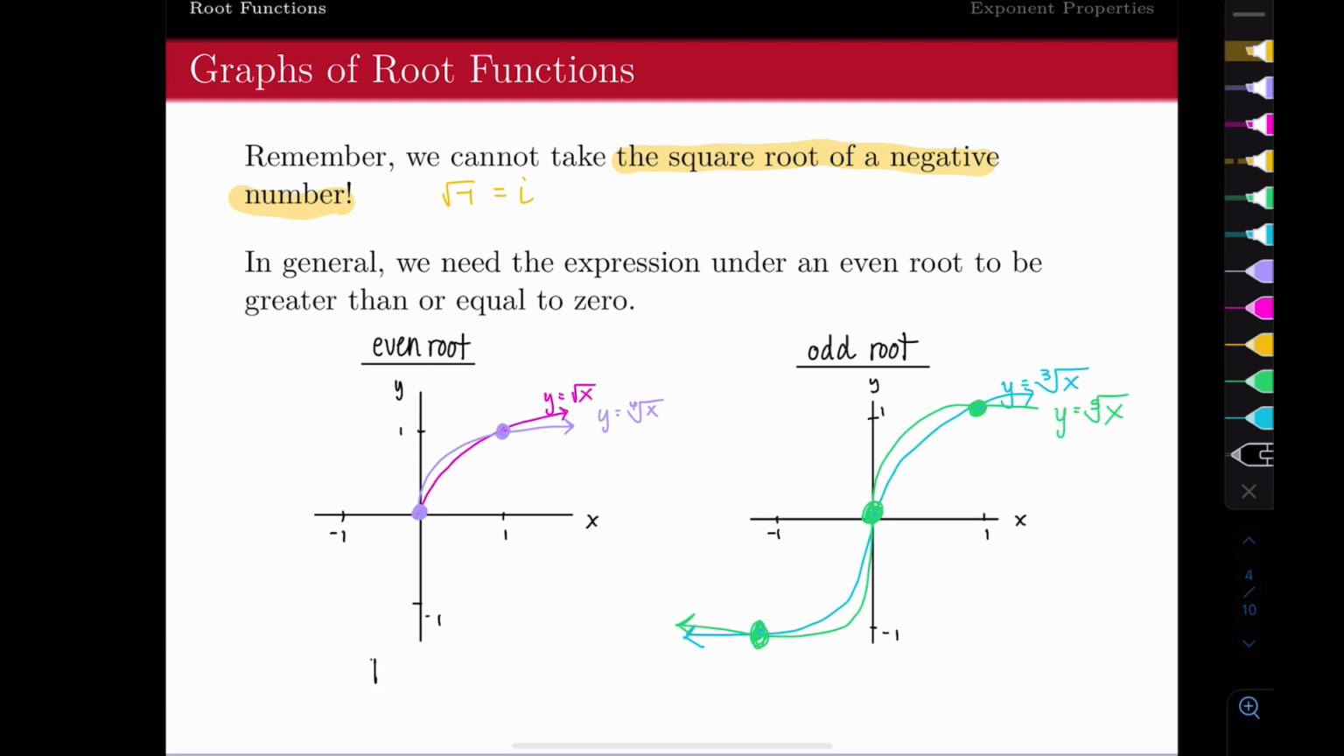For even roots, your domain is 0 to infinity. Your range is going to be the same thing. For an odd root, no issues with the domain, negative infinity to infinity, and the range is the same thing. And you can also see both of these graphs are increasing functions. So they're always climbing, climbing, climbing.